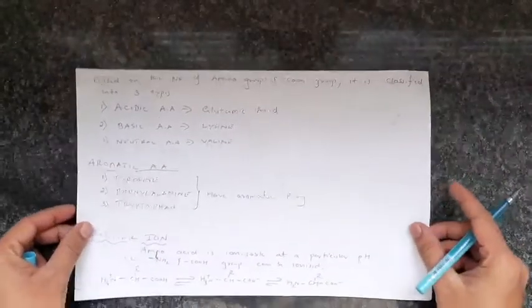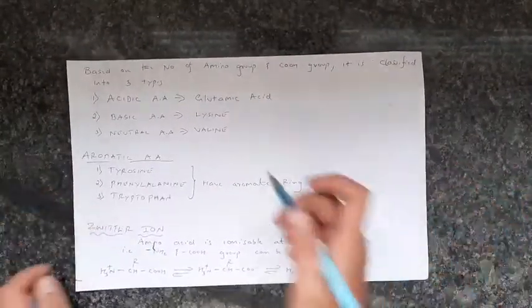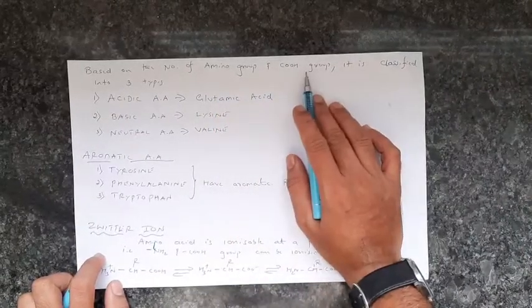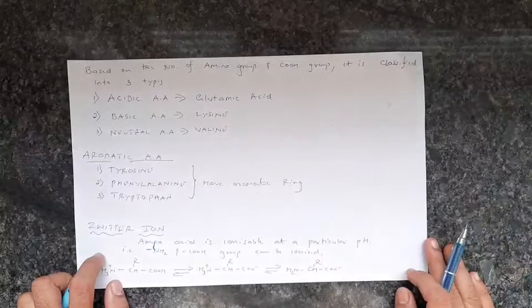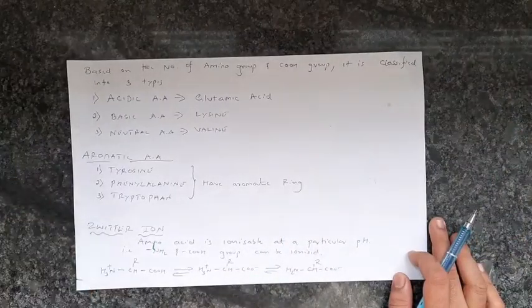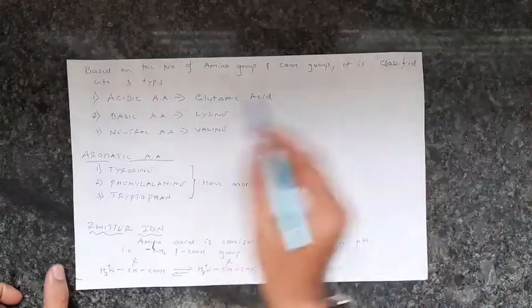Okay, so let us just move to the next one. Again, we can classify amino acids based on the number of amino groups and the number of carboxylic groups. It is classified into 3 types. So how many amino groups are present in one particular amino acid, how many carboxyl groups are present in one particular amino acid, like that. So it can be classified into 3 types.